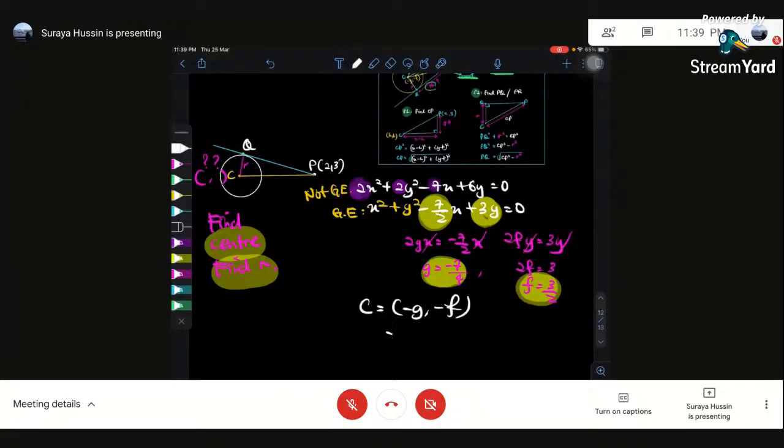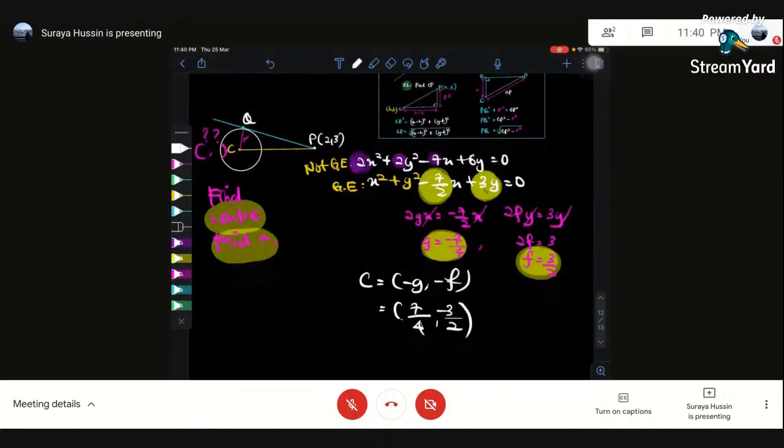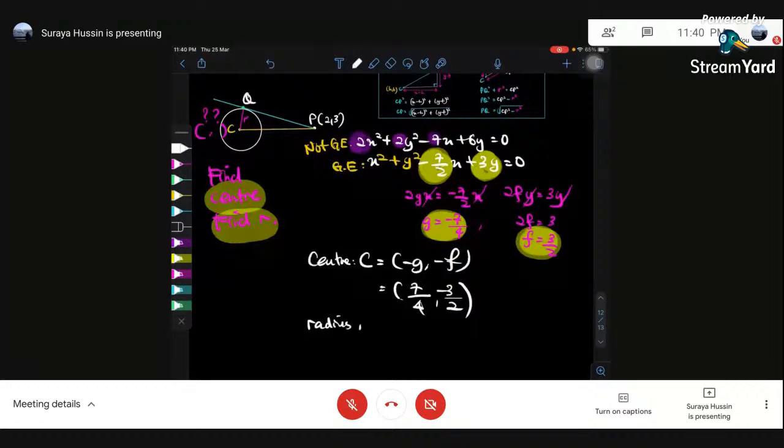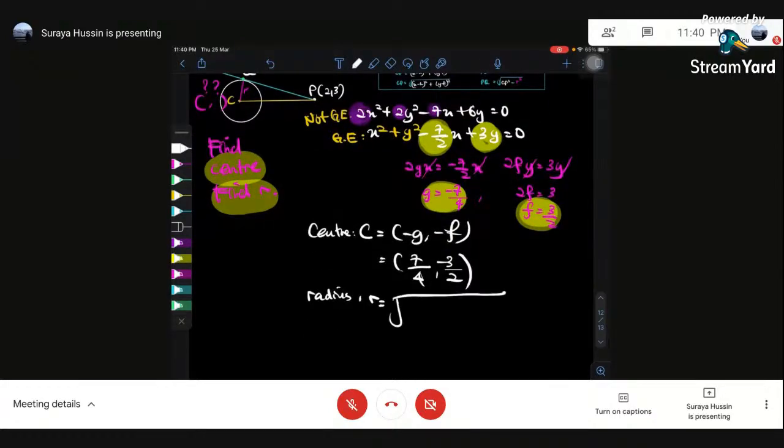So negative G adalah positive 7/4, 3/2. Ada negatif lah kan? So there you go. That's your center. How about your radius? Do you remember that radius have a formula? Do you remember? G squared plus F squared minus C.